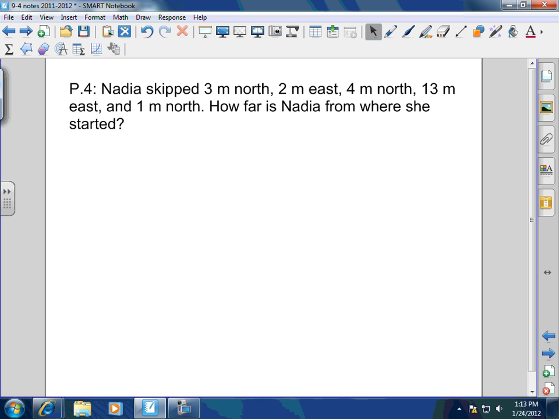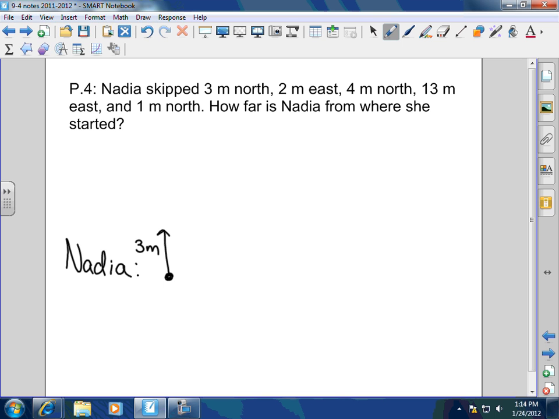Now, Nadia skipped 3 meters north, 2 meters east, 4 meters north, 13 meters east, 1 meter north. How far is Nadia from where she started? Well, who cares? No, I'm just kidding. We all care about Nadia, okay? Now, Nadia is over here, right? And she, very good. So we're going to start her right here. So she went up 3 meters, because that's north.